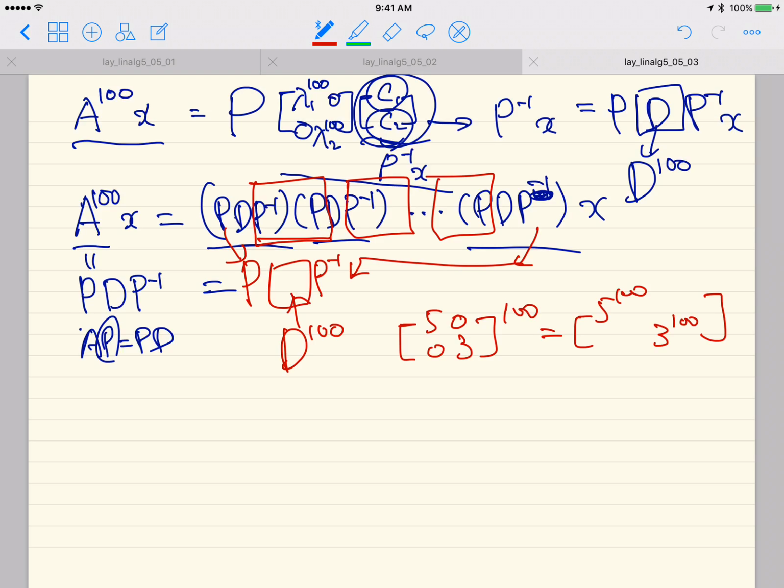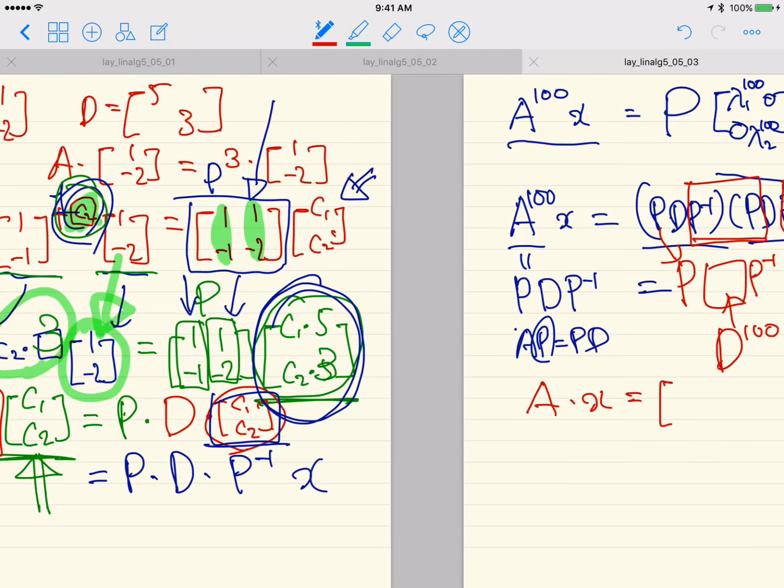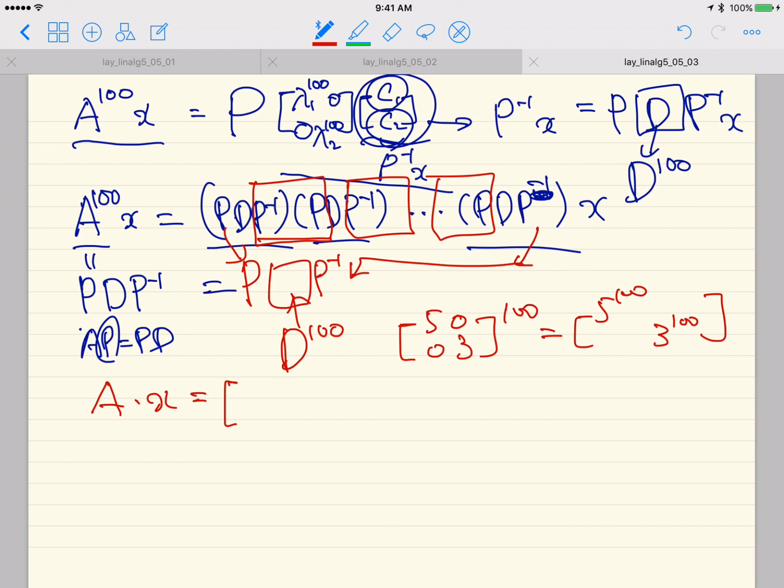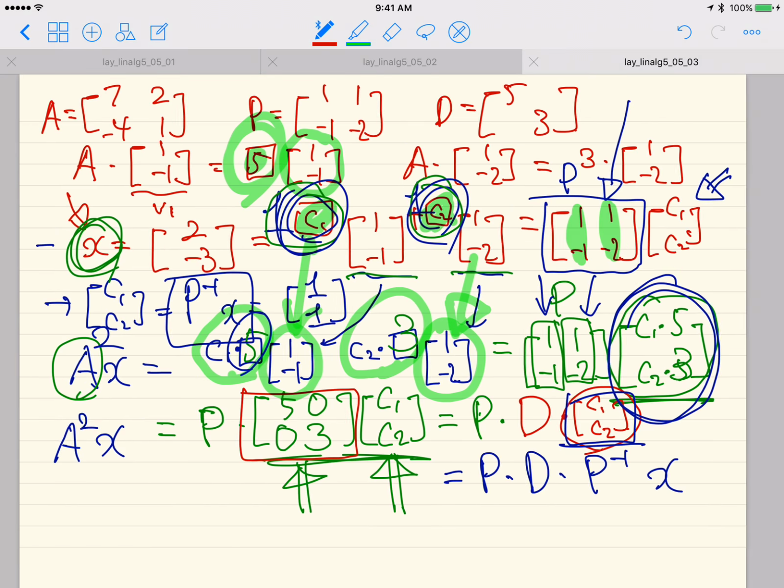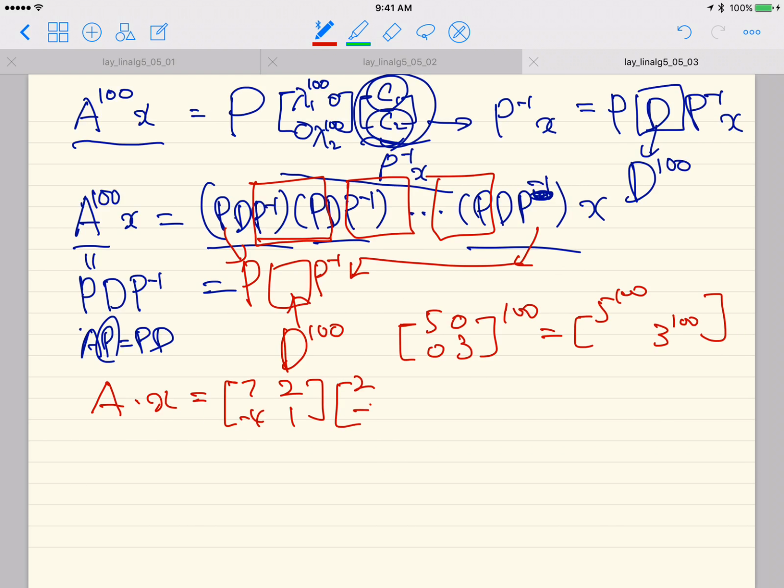But we can also view this kind of acceleration from looking at the matrix form. In general, A times x will be, in the case of A, 7, 2, minus 4, 1. And suppose your vector was 2 and minus 3. You will do these multiplications and additions, basically an inner product.